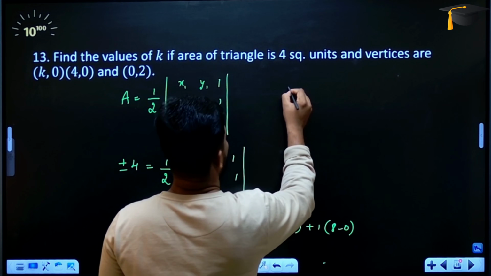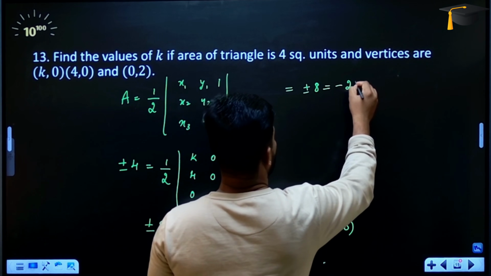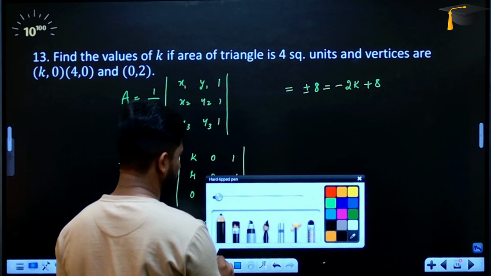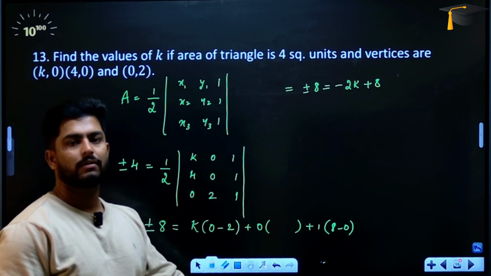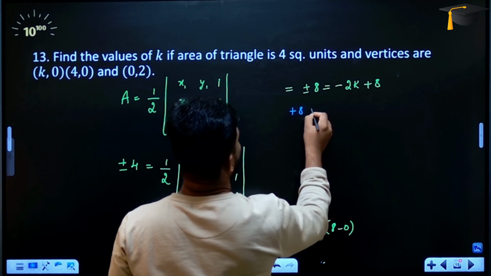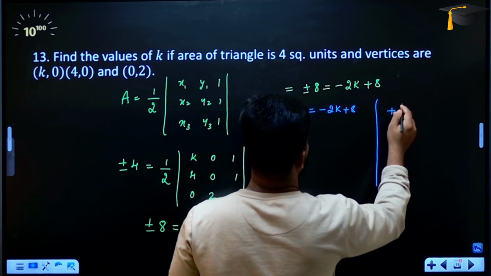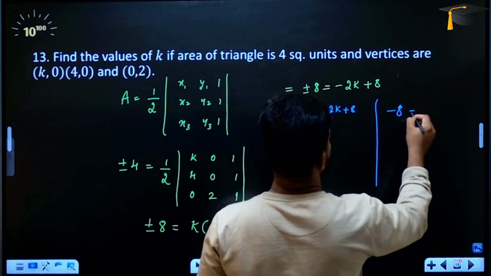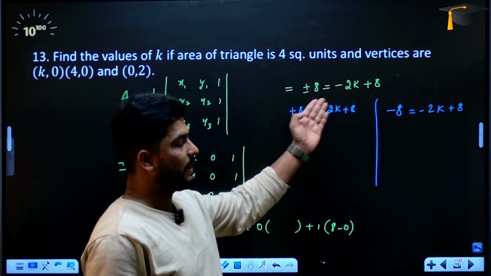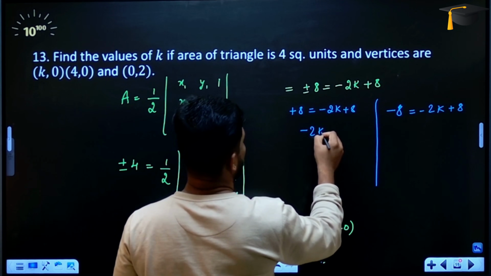So if you solve this, we get plus or minus 8 is equal to minus 2k plus 8. So this much if you solve, after that two types of calculations we get. One is plus 8 is equal to minus 2k plus 8, and the other is minus 8 is equal to minus 2k plus 8. This is mainly because of plus or minus, I have taken two different calculations here. So this becomes minus 2k is equal to 0.